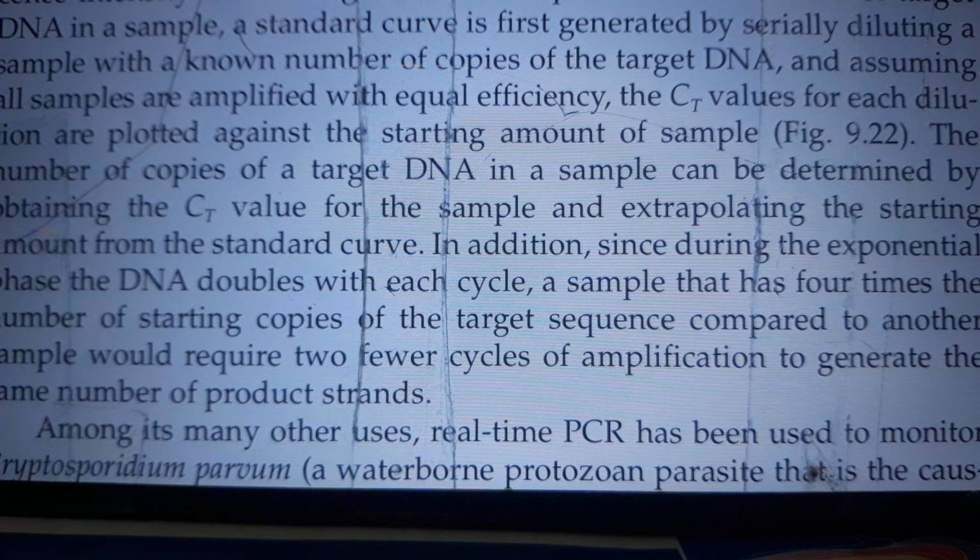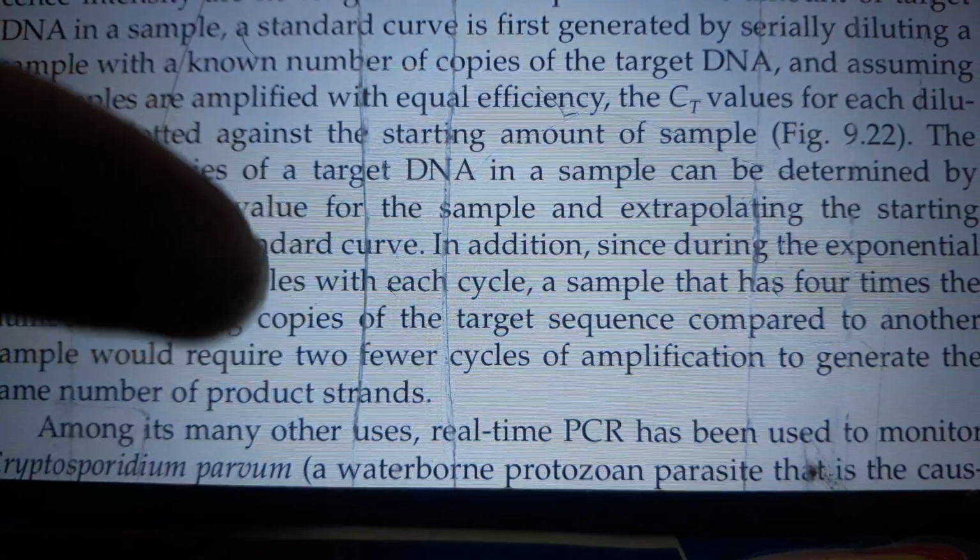In addition, since during the exponential phase the DNA doubles with each cycle, a sample that has 4 times the number of starting copies of the target sequence compared to another sample would require 2 fewer cycles of amplification to generate the same number of product strands.